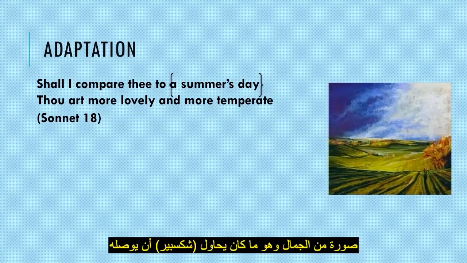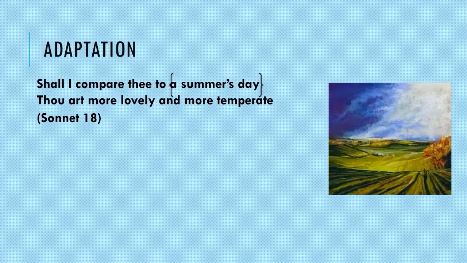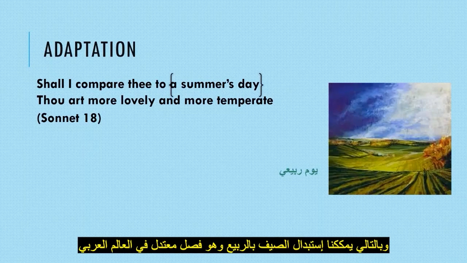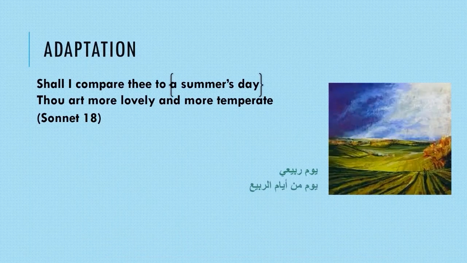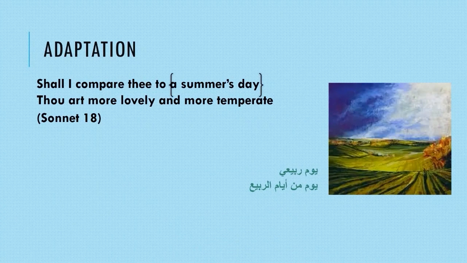Basically, the picture of beauty that Shakespeare intends to describe using a summer's day doesn't give the same meaning in different cultures. Simply because summer may not be as lovely and temperate in some parts of the world. So we can replace the word summer with spring, which is a mild season across the Arab world. We can say يوم الربيع أو يوم من أيام الربيع.